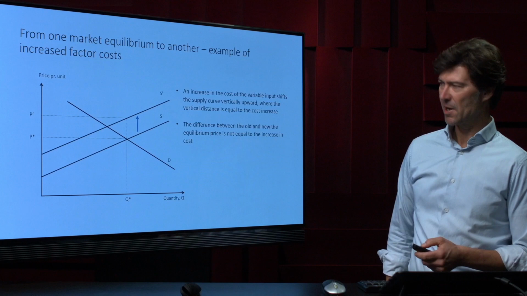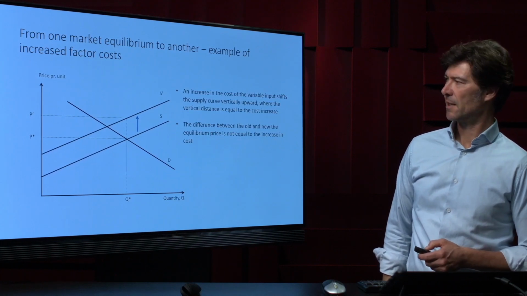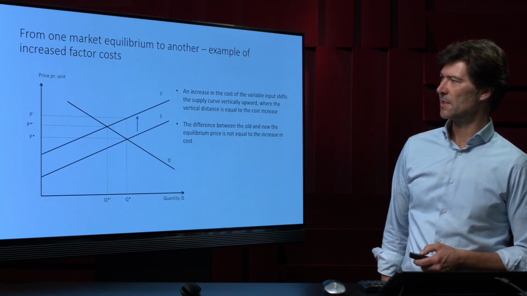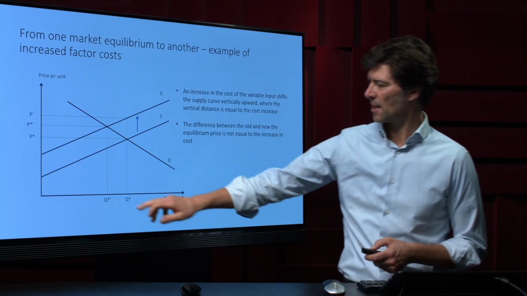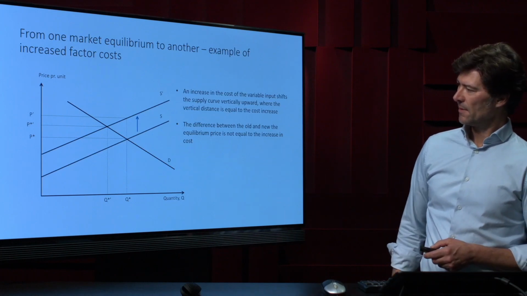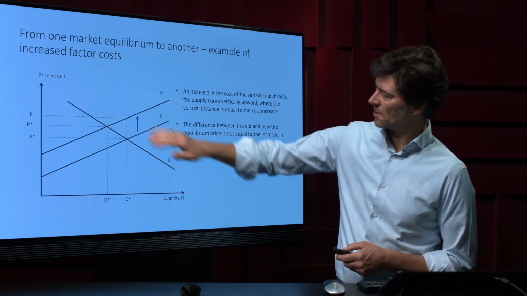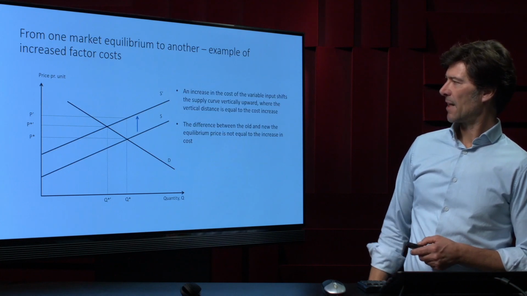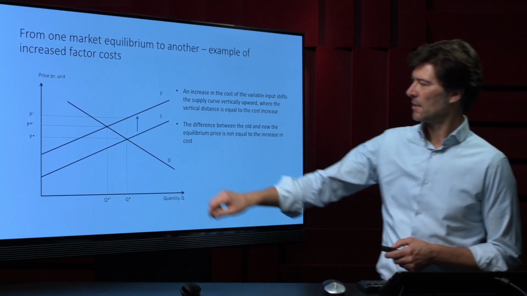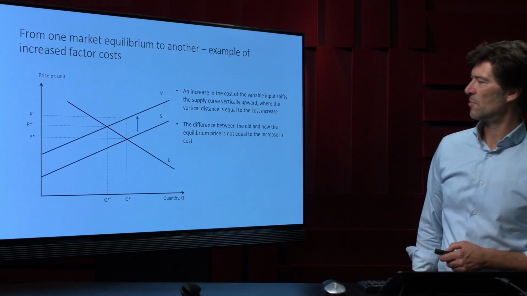So we need some kind of adjustment in the market in order to have a new balance, or a new equilibrium, which is P star prime and Q star prime. So what we see is that the total increase in cost cannot be imposed on the consumers. Only part of the cost will be imposed on consumers.